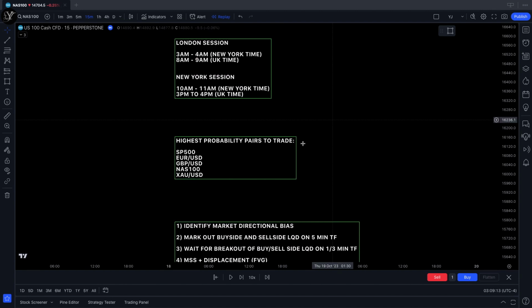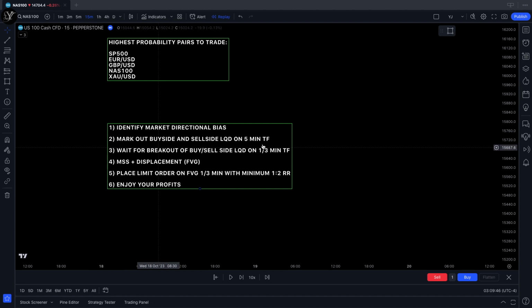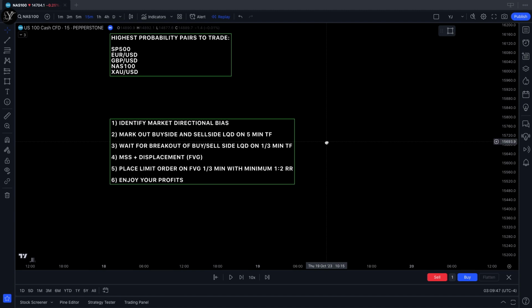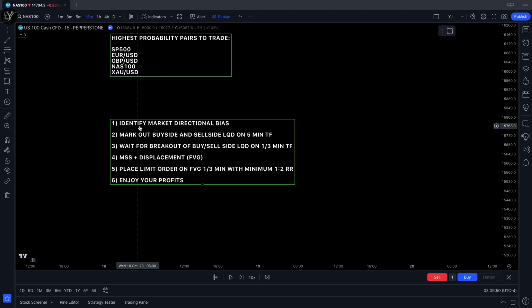The highest probability pairs to trade for the Silver Bullet are the S&P 500, EUR/USD, GBP/USD, NAS 100, and even gold. So let's go through the steps one by one before I show you guys an example. First step is to identify the market's directional bias. Is the market bullish, printing higher highs and higher lows, or is it bearish, printing lower highs and lower lows? That's the first thing. Second thing, mark out buy side and sell side liquidity on the 5-minute time frame.